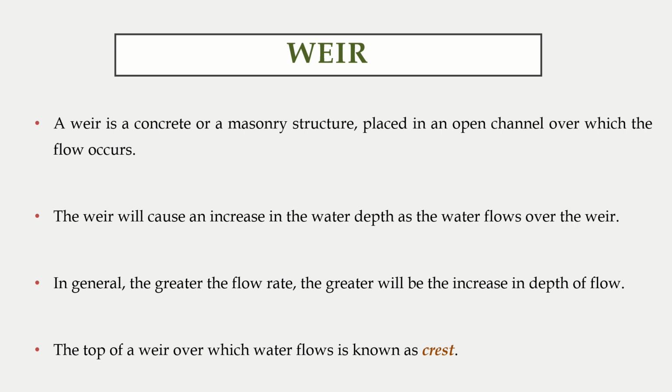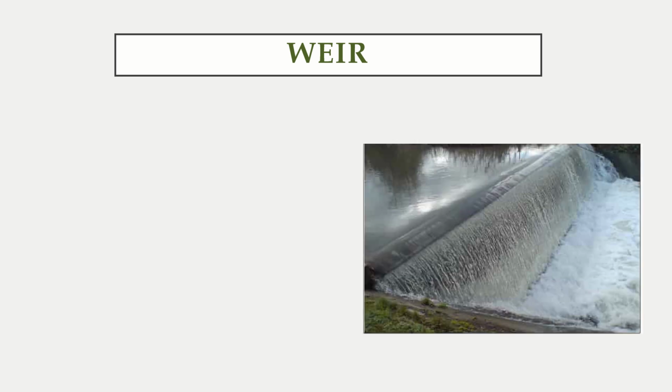The top of the weir over which the water flows is called the crest. If you remember, for a notch we said the bottom part of the notch over which the water flows is called the crest, but for a weir it will be the reverse. The top part of the weir over which water flows is called the crest.